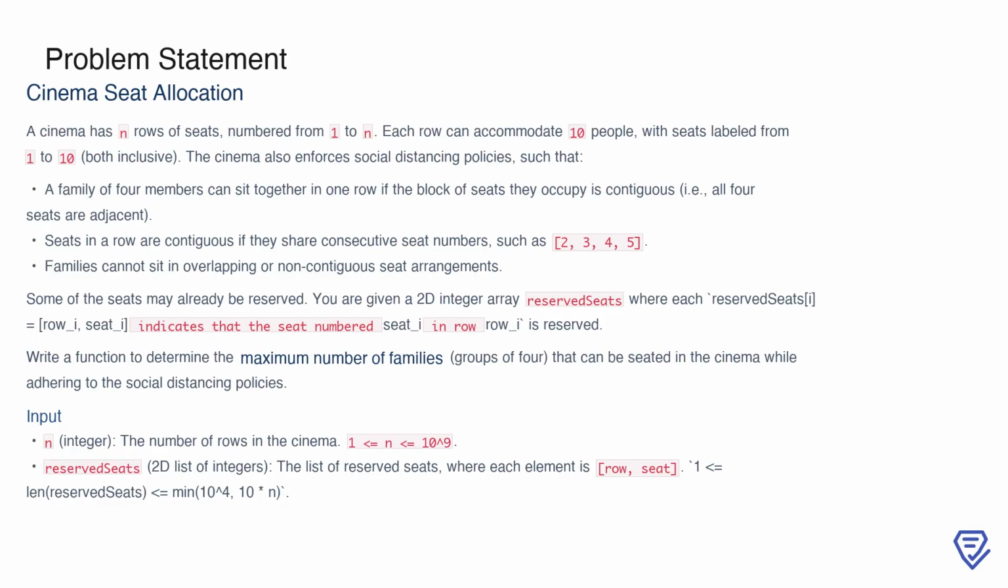However, some seats in the cinema might already be reserved, meaning they are unavailable for use. You're provided with an array called reservedSeats, where each entry specifies the row and seat number of a reserved seat. Using this information, your task is to calculate the maximum number of families that can be seated in the cinema without violating the rules.